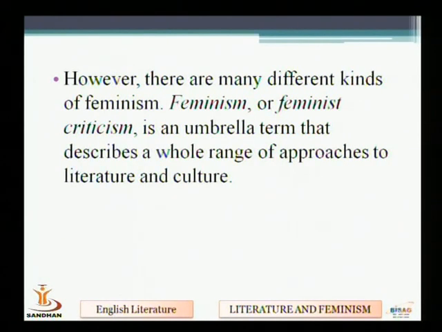However, there are many different kinds of feminism. Feminism or feminist criticism is thus an umbrella term that describes a whole range of approaches to literature and culture. We have to bear in mind that feminism is not a single kind of approach or attitude or a theory. Rather, it's a kind of umbrella term that describes a whole range of approaches and theories and ideas to look at literature and human culture. So there is no one kind of feminism. There are many kinds of feminist criticisms and feminisms. So this is something that a student of feminism has to bear in mind.